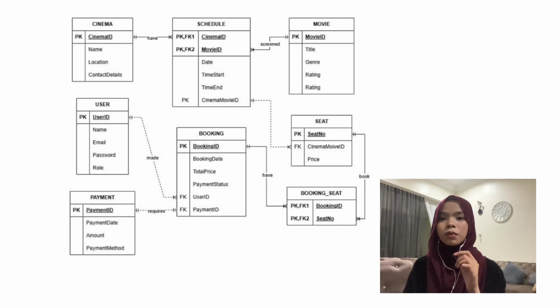Booking and payment: a customer can book one or more seats for a schedule. Payments can be made via multiple methods, ensuring flexibility. Seat availability: each seat is uniquely identified and linked to a specific movie schedule. A seat cannot be double booked.